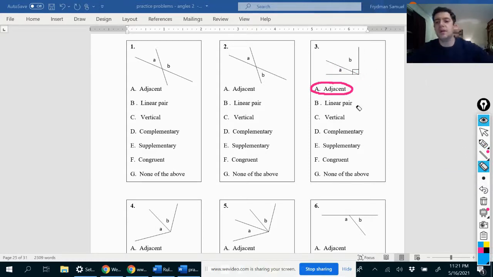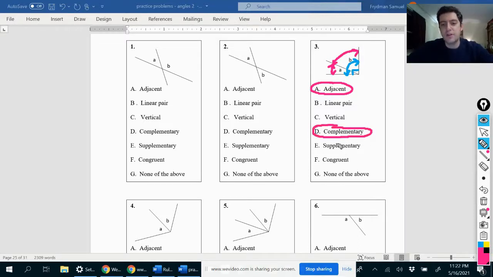We know that because of this symbol over here. I don't think I mentioned this yet, but that little box symbol means that this angle from here all the way to here is 90 degrees. So I know that angle A together with angle B forms a right angle, which is 90 degrees. And by definition, any angles that add up to 90 degrees are complementary. So we will circle complementary here.